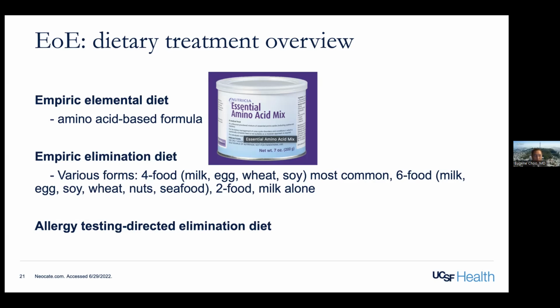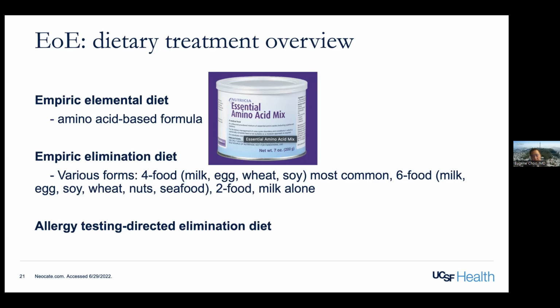Second here, we've got the empiric elimination diet. And this has come in various forms, with a 4-food elimination diet being the most common, in which case patients will avoid milk, egg, wheat, and soy. But there are many variations on this. A stricter version is the 6-food, where they're avoiding, depending on how you break down the foods and describe it, the big 8 or the big 6 most common food allergies in the country: milk, egg, wheat, soy, nuts, and seafood.